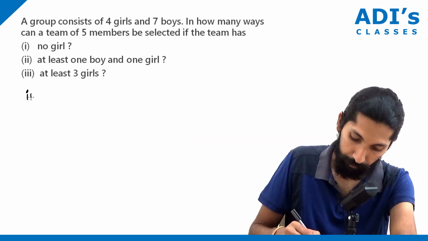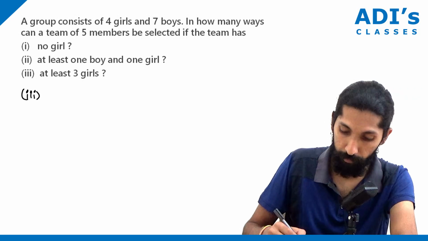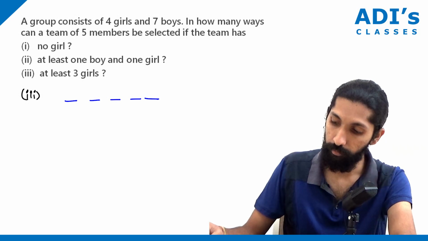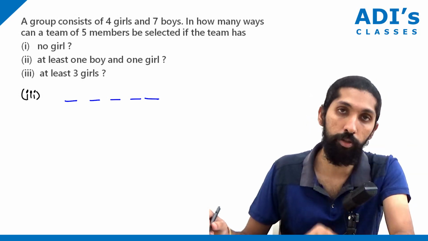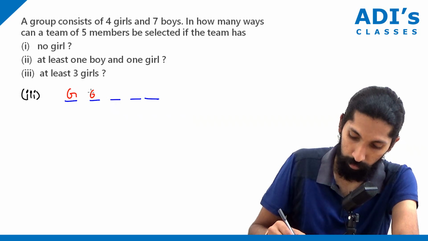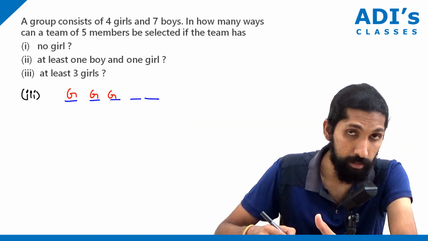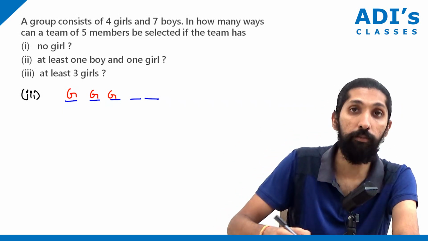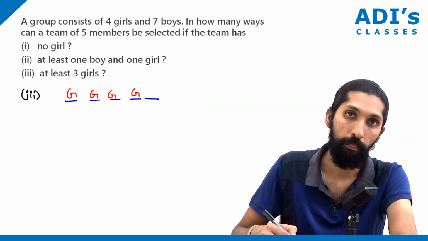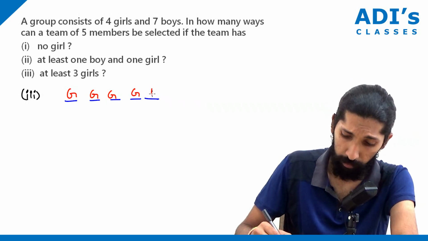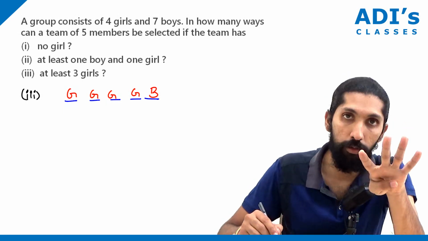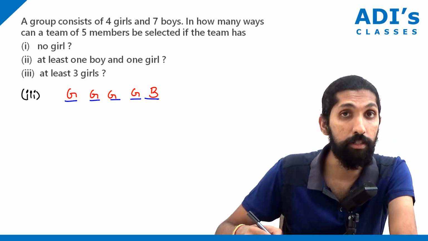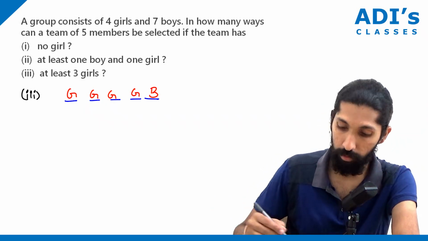See the case, at least 3 girls. So we have how many places are there? 1, 2, 3, 4, 5. Of which minimum 3 girls should be there. So 1, 2, 3. 3 girls are fixed. At least 3. There's only one more possibility. That is, another one has to be a girl. Correct? And the next one has to be a boy. Because there are only 4 girls. Out of 5 places, 4 girls will be there. So 2 cases you will have.